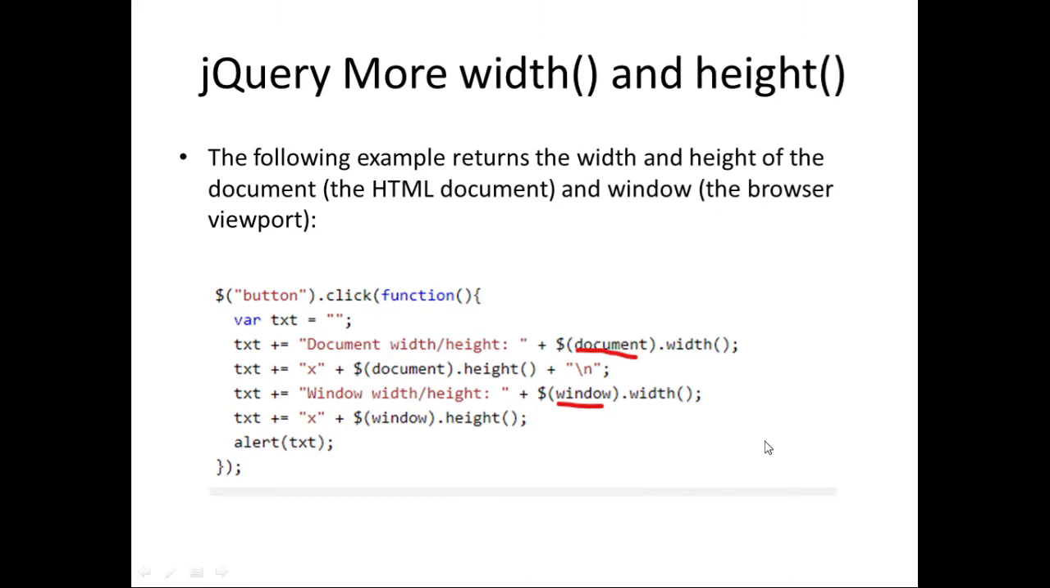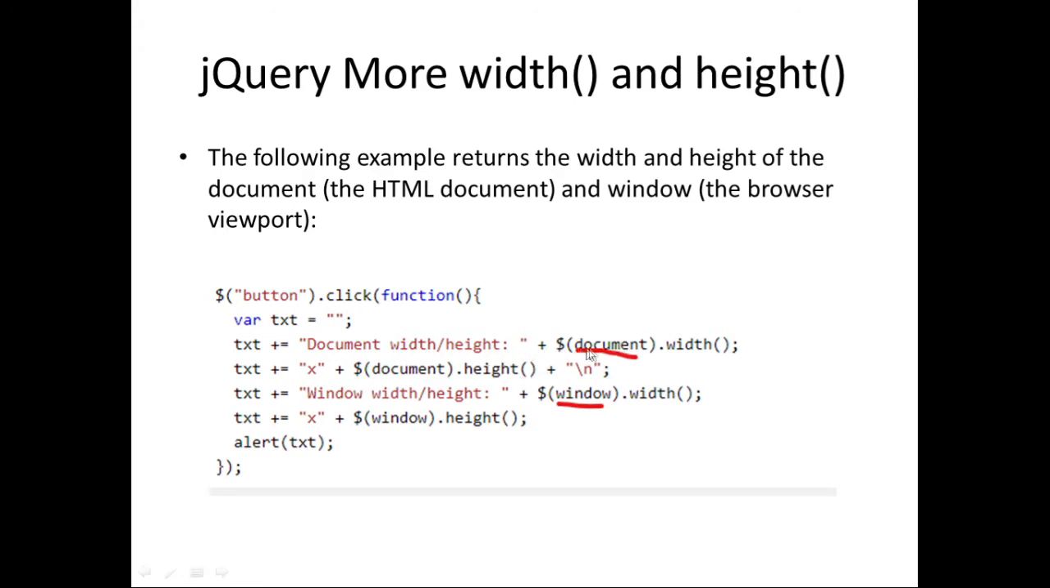So we have here also more on jQuery height and width. The following example returns the width and height of the document and window. The document is the HTML document, and the window is the browser viewport. So here, document width or height. We just select the document, then dot width. Then here, document, and then the height.